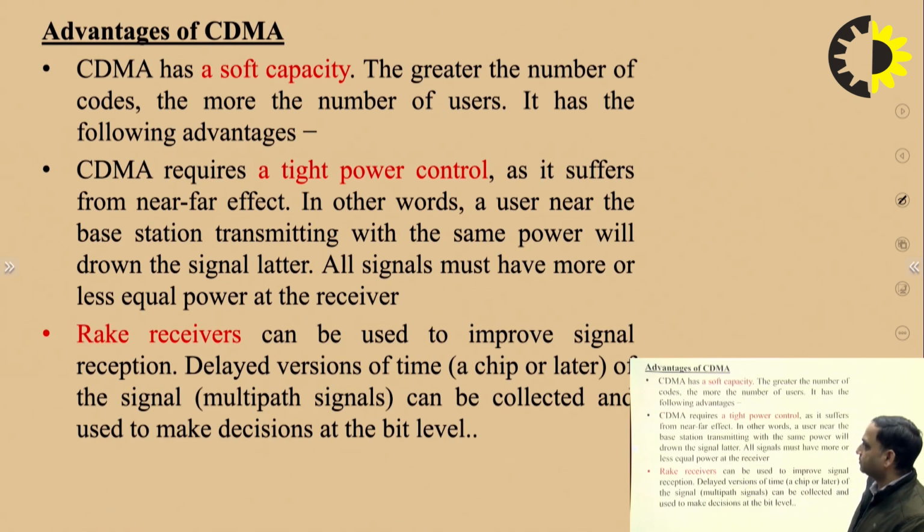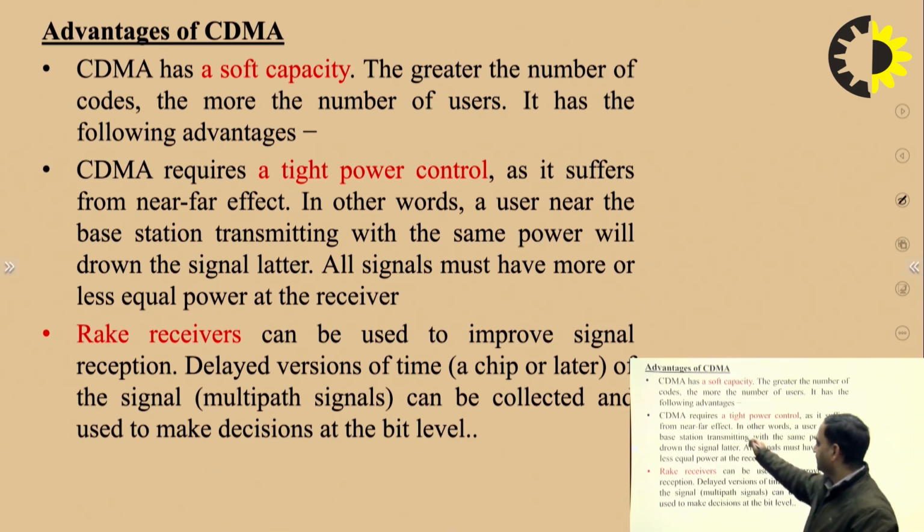When we talk about the CDMA advantages, CDMA has a soft capacity. The greater the number of codes, the more users can be supported, since you can use these codes for transmission. So it has the following advantages.